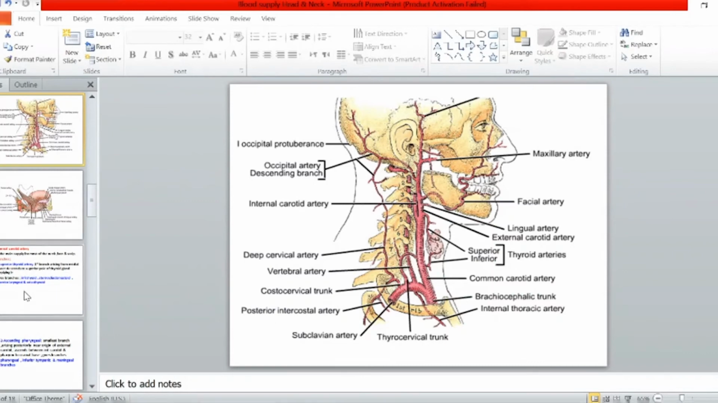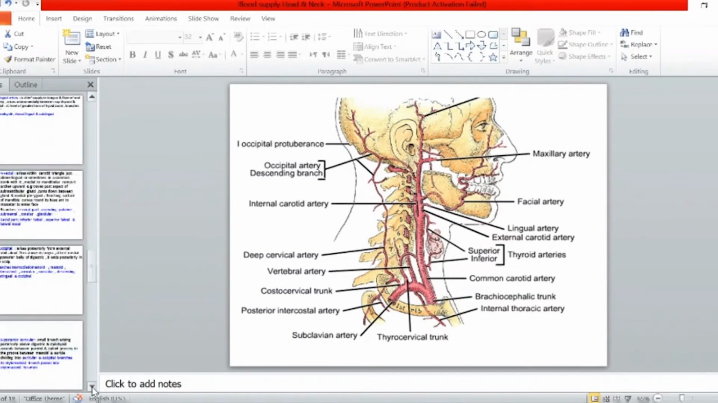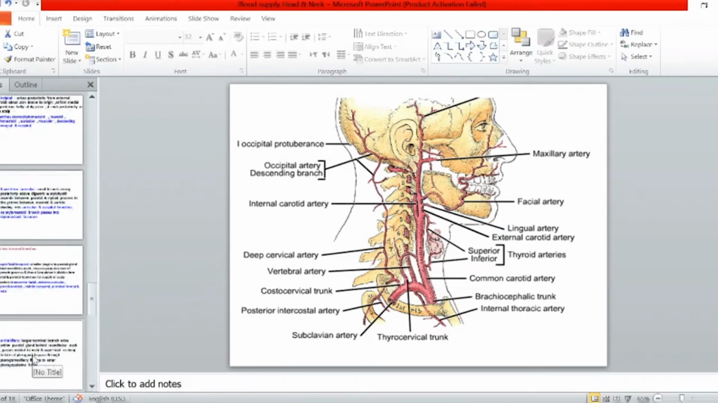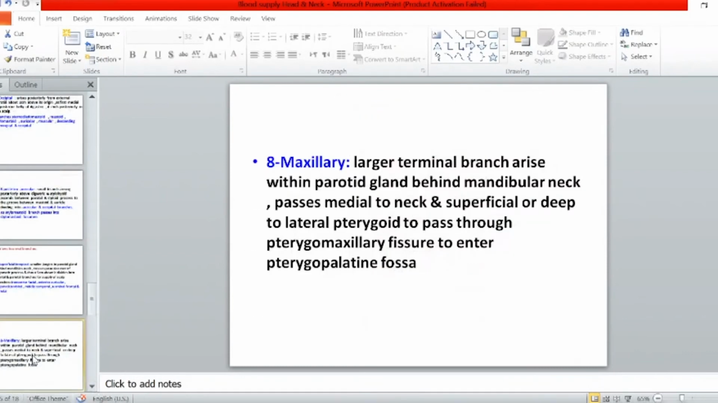The first part is the one which is the... so the maxillary, the largest of the two terminal branches, arises within the parotid behind the mandibular neck, passes medial to the neck, superficial or deep to the lateral pterygoid, to pass through the pterygomaxillary fissure to enter the pterygopalatine fossa.